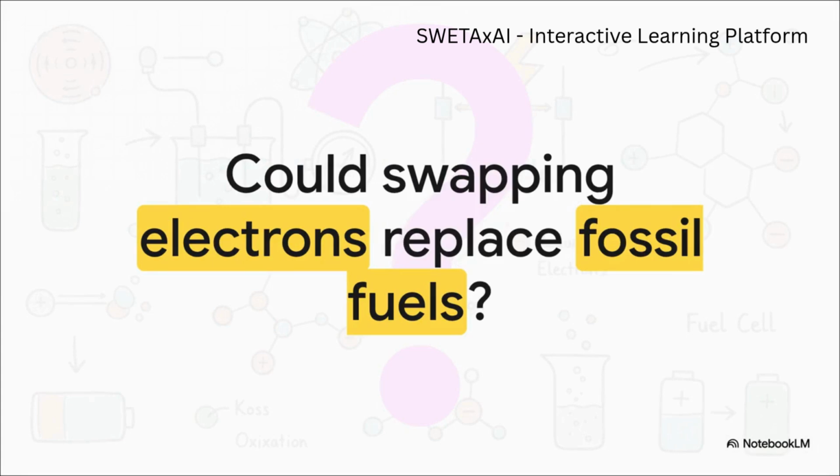I want to leave you all with one final thought. We started out today by just looking at microscopic equations on a page, but when you look at the immense potential of things like hydrogen fuel cells and advanced battery storage, you really have to wonder, could the simple, invisible swap of an electron eventually power our entire world and replace fossil fuels forever? The chemistry is definitely already there. The rest is up to you.